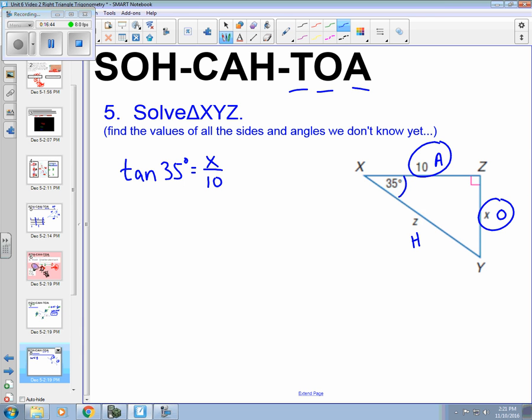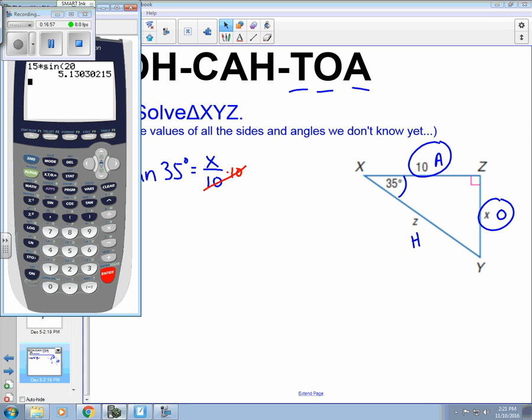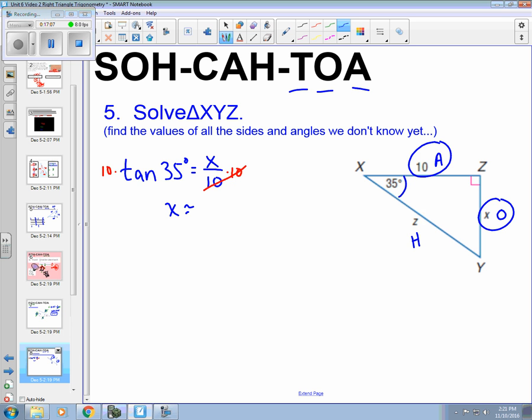So now we want to solve that. Our variable is being divided by 10. Do the opposite and multiply by 10. These cancel out. So on our calculator, what we want to do is 10 times the tangent of 35 degrees. 10 times the tangent, 35. We get really close to 7. So x is almost just about 7 here. Okay, so we found that missing side.